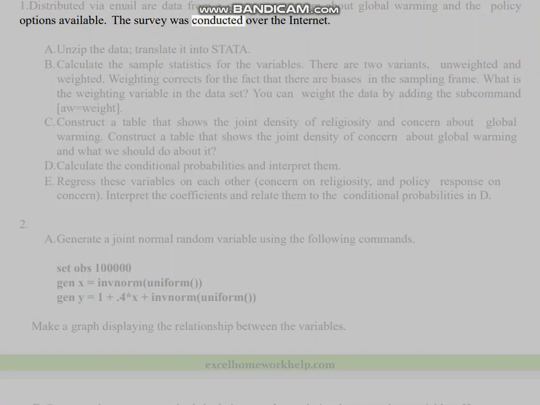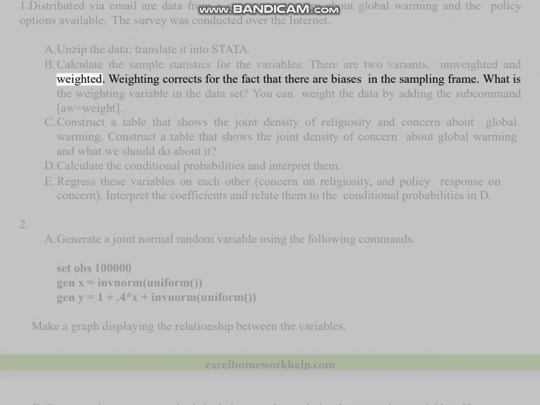1. Distributed via email are data from a survey on concern about global warming and the policy options available. The survey was conducted over the internet. A. Unzip the data, translate it into Stata. B. Calculate the sample statistics for the variables. There are two variants, unweighted and weighted. Weighting corrects for the fact that there are biases in the sampling frame.